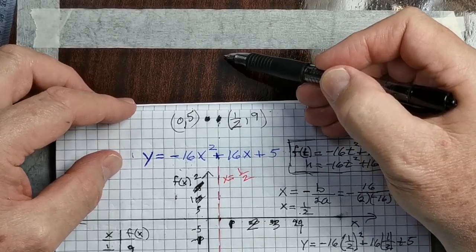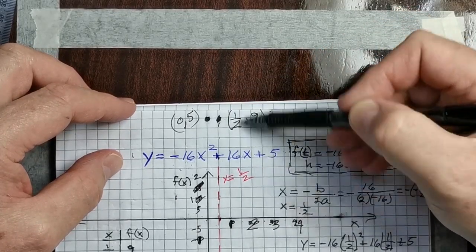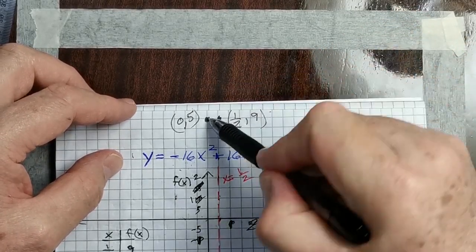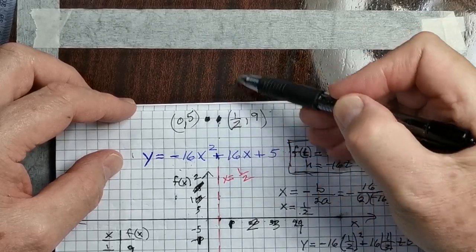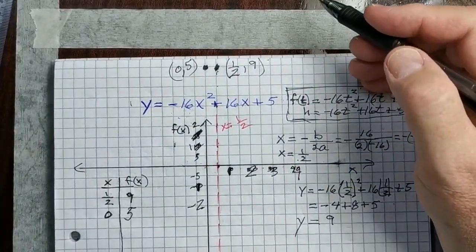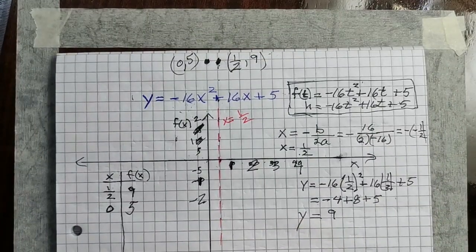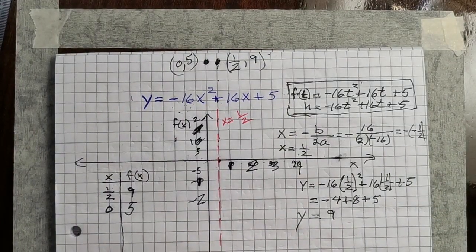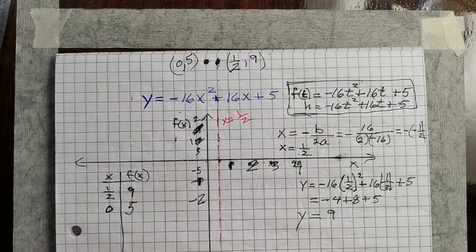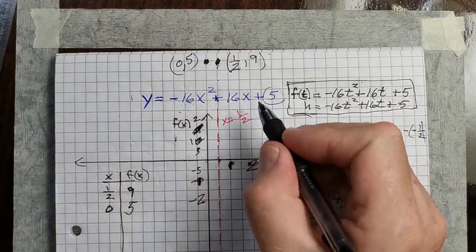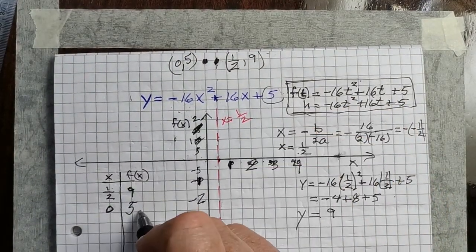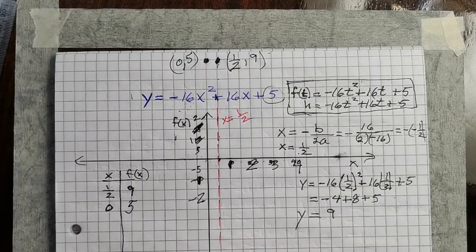1/2, 9, and then it would turn and it would come back down. Okay, so it's thrown from this point, it goes up high, and then it comes back down. So how high was the ball when it was first thrown? From what height was the ball thrown? It's right here, at 5, right there, 0, 5. That's the height from which it was thrown.